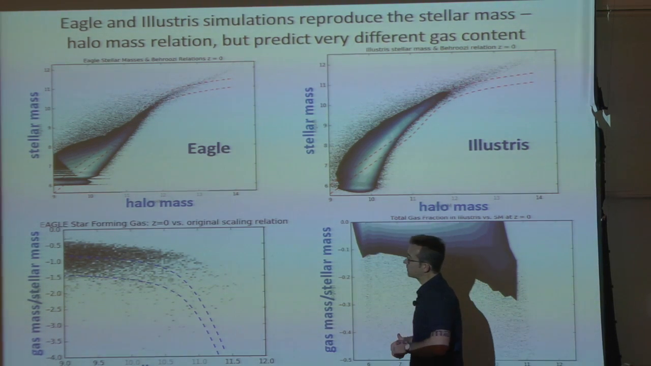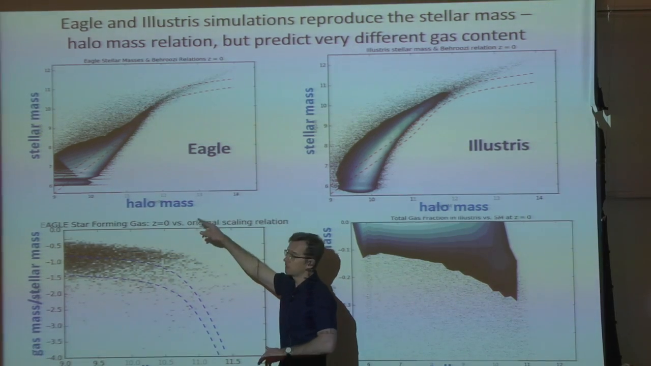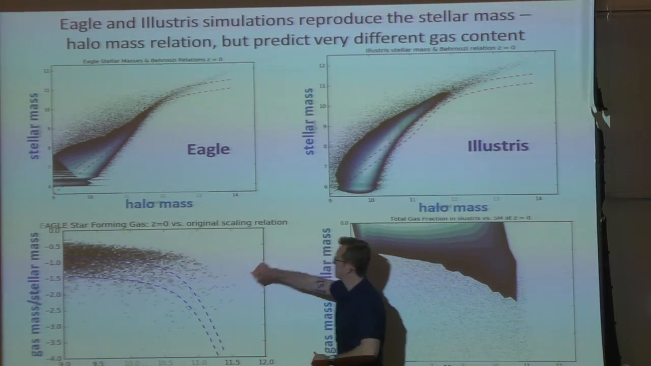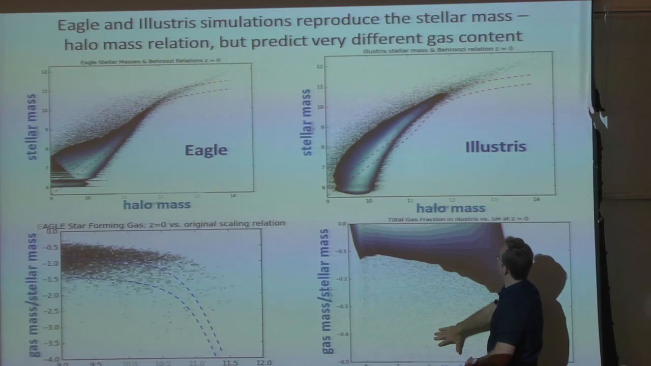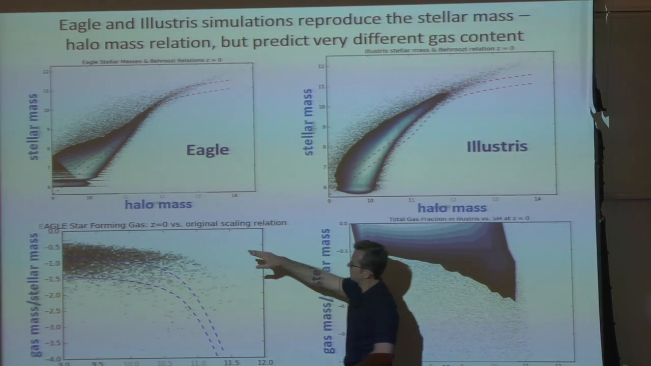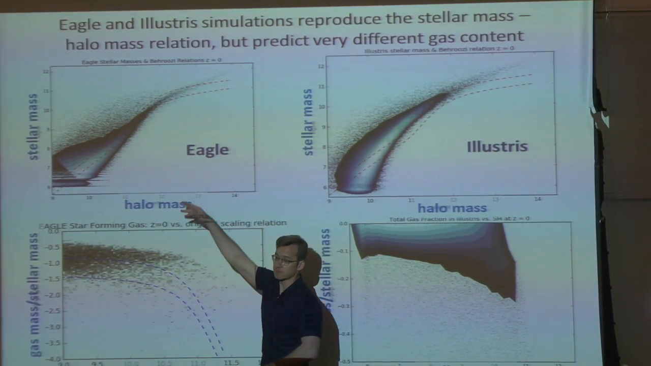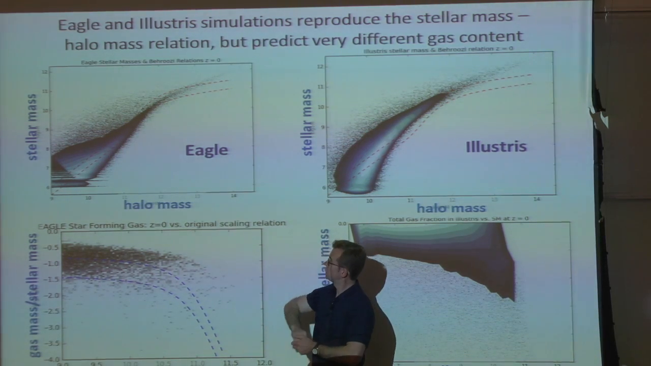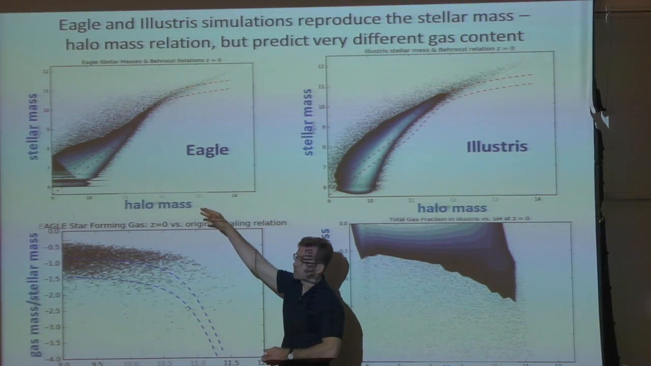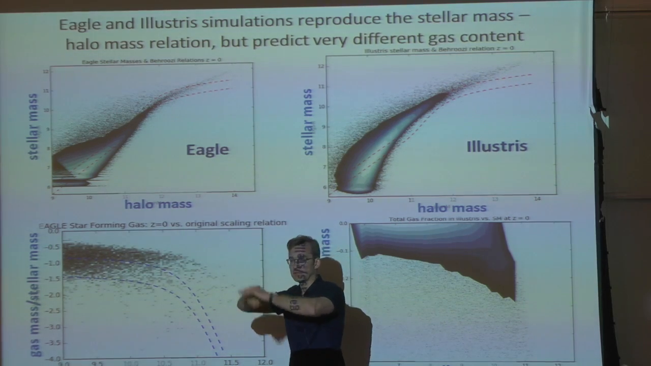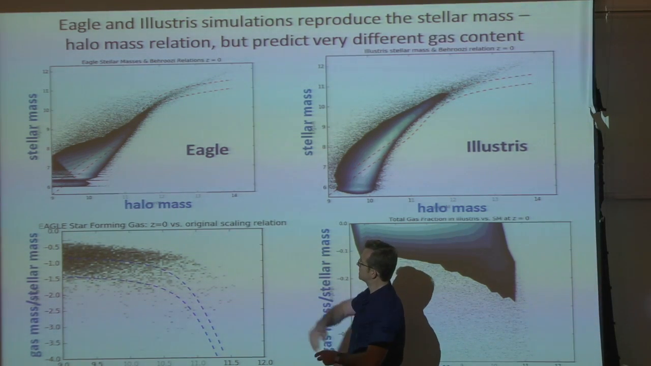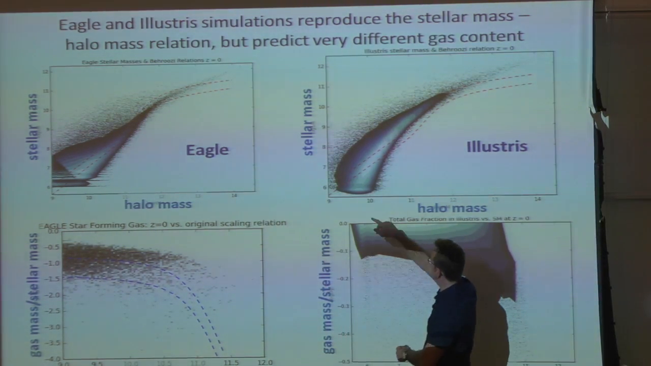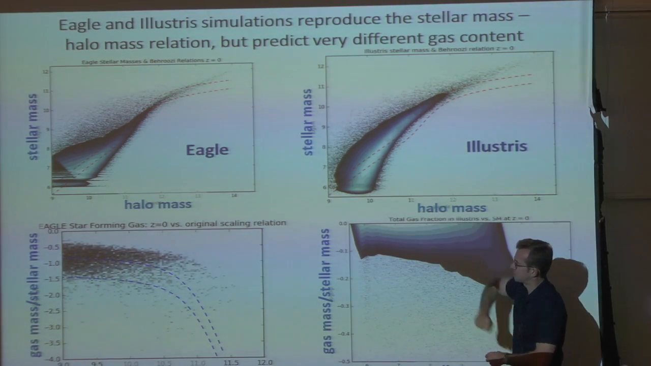And they both reproduce fairly well the stellar mass-halo mass relation. So these are results for Eagle, these are results for Illustris, and you can see in red lines, that's approximately the scaling for observations, and what's shown in dark colors is the statistical density of modeled galaxies. There is approximate agreement, stellar mass, halo mass, here and there to some extent.